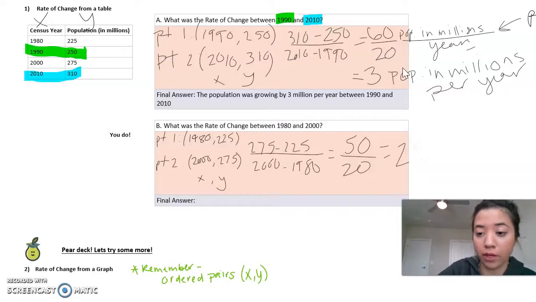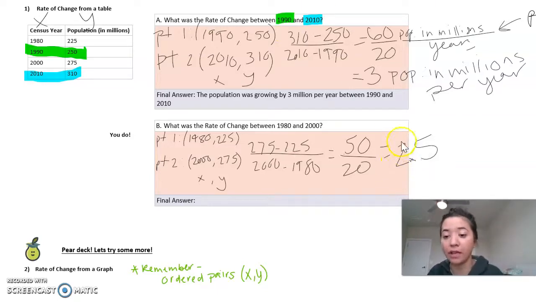So we have, there we go, 2.5. And then again, this was from the same problem, so our units are the exact same. Up top we had our population in millions, and on the bottom we had our years.